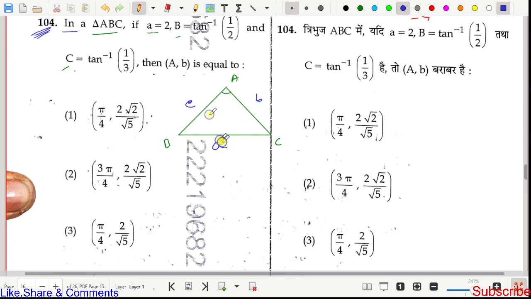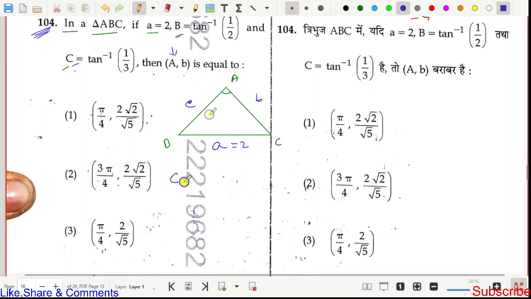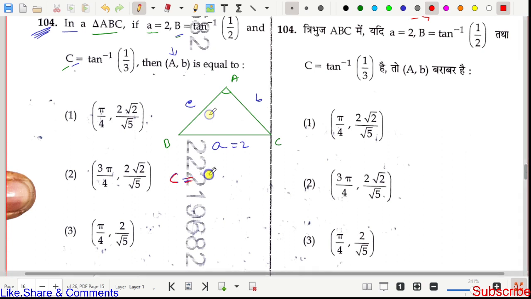Here a is given as 2, that means this value is 2. Now two angles are given, angle B and angle C. We have to find angle A. We know that the sum of all angles of a triangle is 180 degrees. So angle A will be 180 minus (angle B plus angle C).